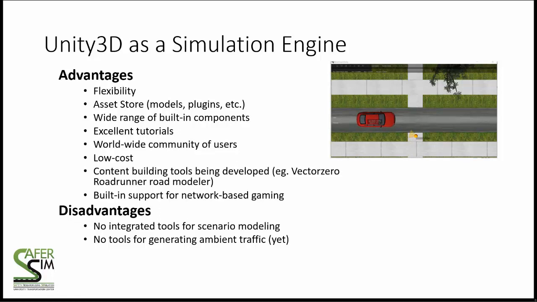There are a wide range of built-in components and models that you can get on the asset store, some for little or no money. There are content building tools that are being developed, and there's built-in support for network-based gaming. Now, the disadvantage is that there are no integrated tools now for scenario modeling and no integrated tools for generating ambient traffic. And without a road model, if you have complex roadways with curvy, twisty, bendy roads and complex intersections, it can be a chore to program from scratch through scripting the motions of the scenario vehicles.